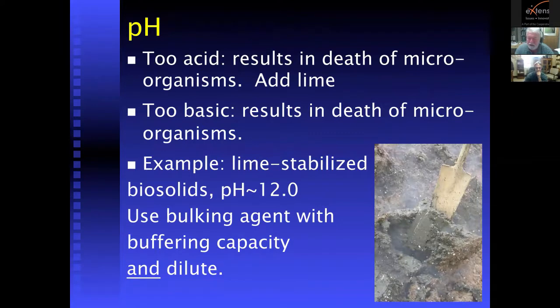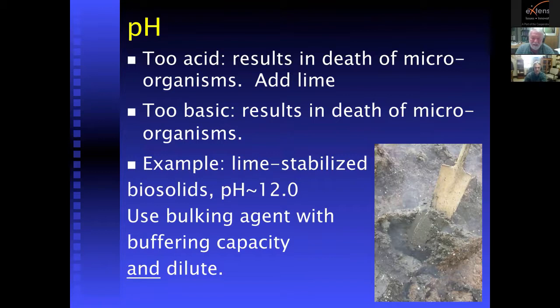If you have a pH problem, that usually comes in from your raw materials, from your feedstock. This feedstock on the right has a pH of about 12. If you look at those white dots, those are lime dots. And this is lime stabilized biosolids. From Blue Plains, this stuff comes in with a pH of roughly 12.